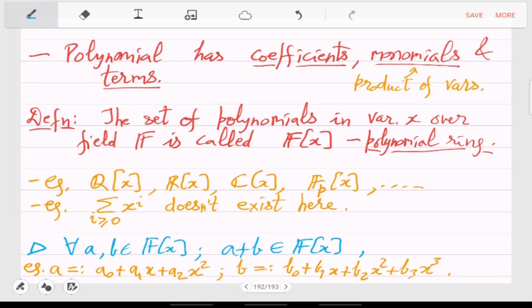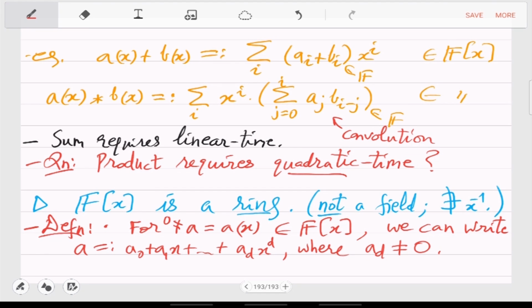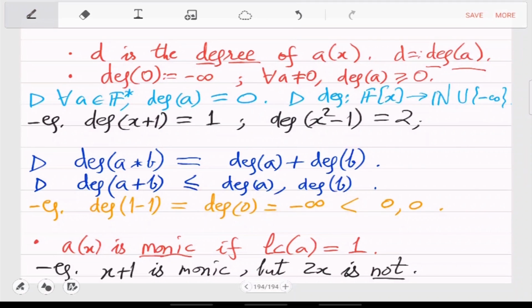These are example polynomial rings, Q[x], R[x], C[x], F_p[x], and you can add and multiply in these polynomial rings. We define degree, which is additive on multiplication, while on addition you only get an upper bound. The degree on addition can fall all the way to minus infinity.